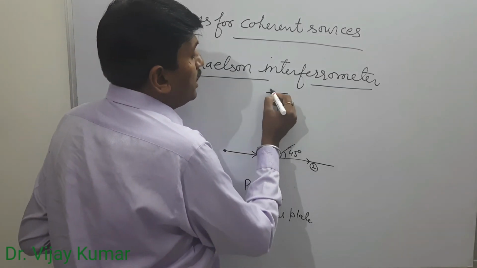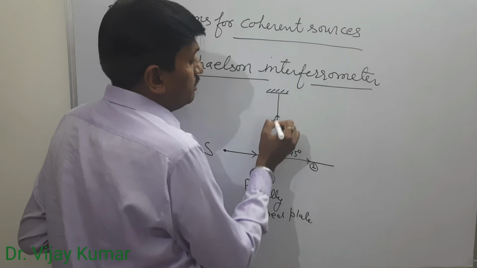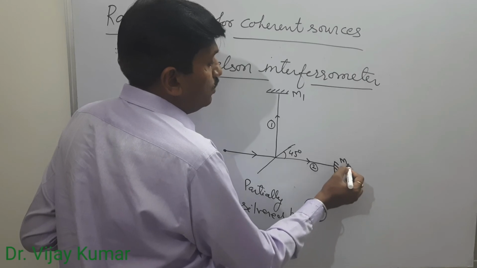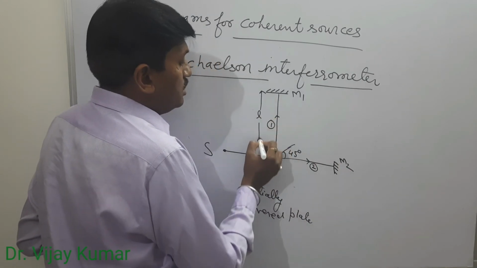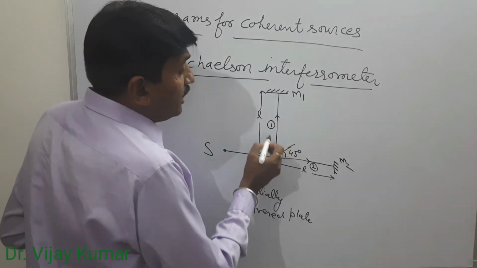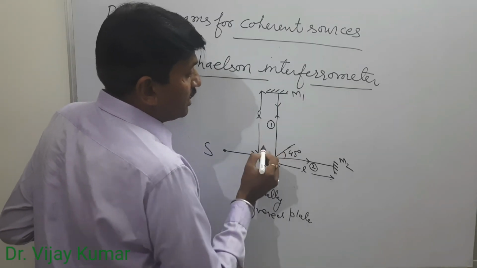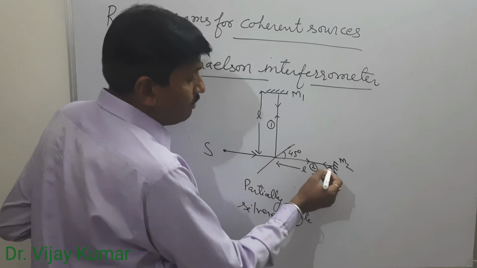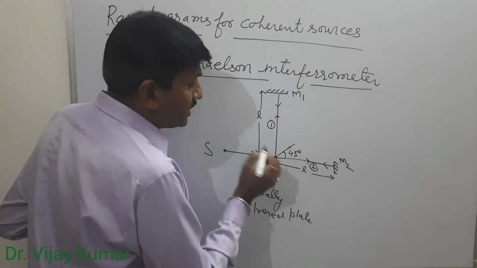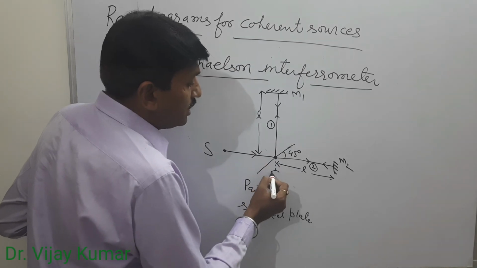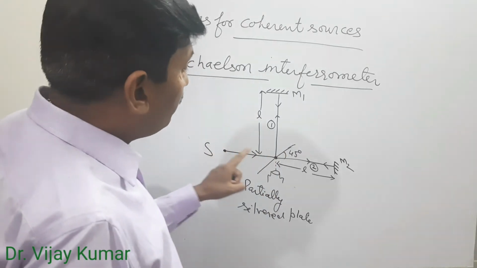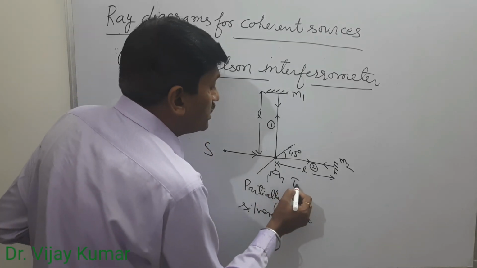Now we put a mirror M1 perpendicular to this ray, and similarly mirror M2, at a distance L, again the distance L. Due to mirror M1 the ray is reflected back, and similarly from M2 the ray is reflected back and they intersect, superimpose at this point, and we can see the superposition of both waves, and we can see the interference phenomena at this point with the help of this telescope.